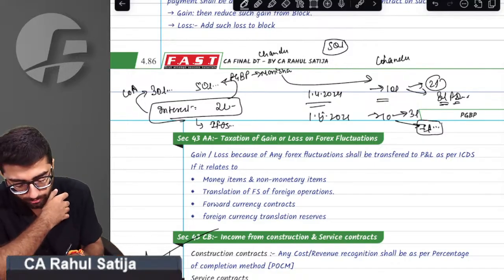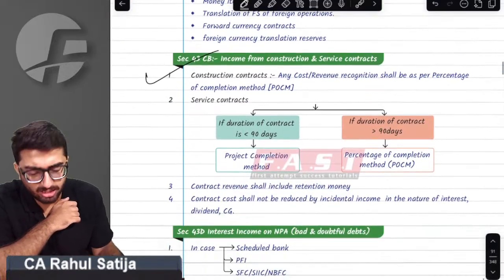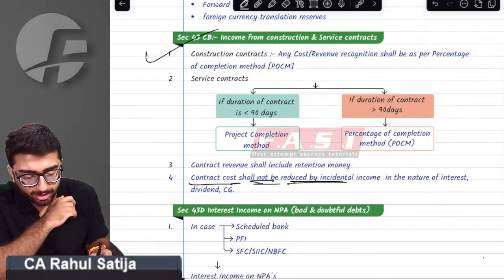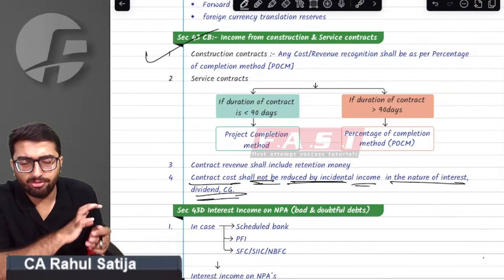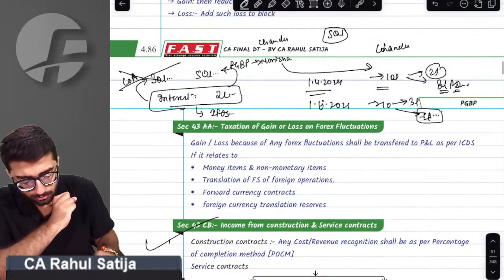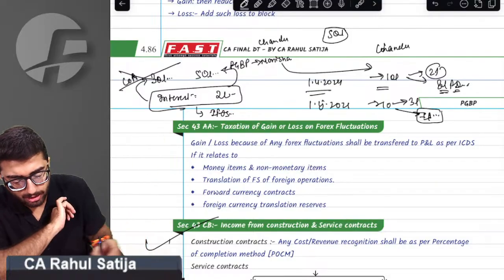Sir, first of all, it shall never be reduced from cost of acquisition. Contract cost shall not be reduced by incidental income in the nature of interest and dividend. First of all, everybody is clear with the fact that it shall not be reduced from cost of acquisition. That was the bottom line of this provision.